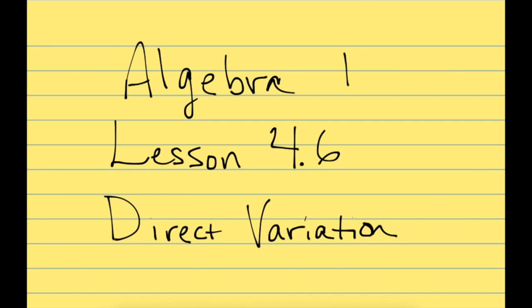Today we're talking about direct variation. Now, two variables have direct variation if they can be written in the form y equals a times x. So a is called the constant of variation.